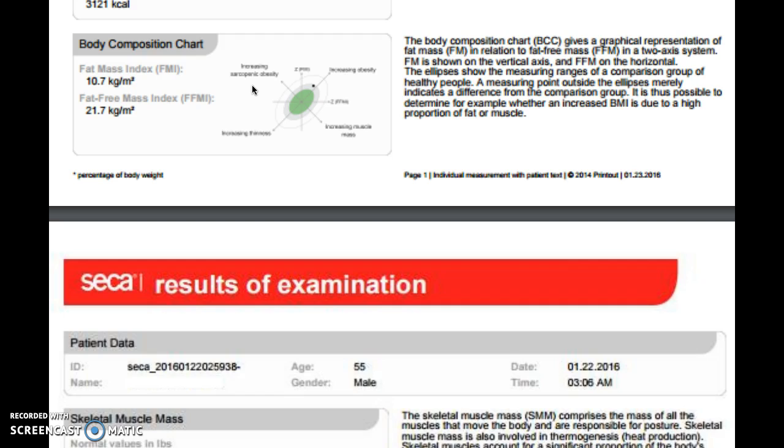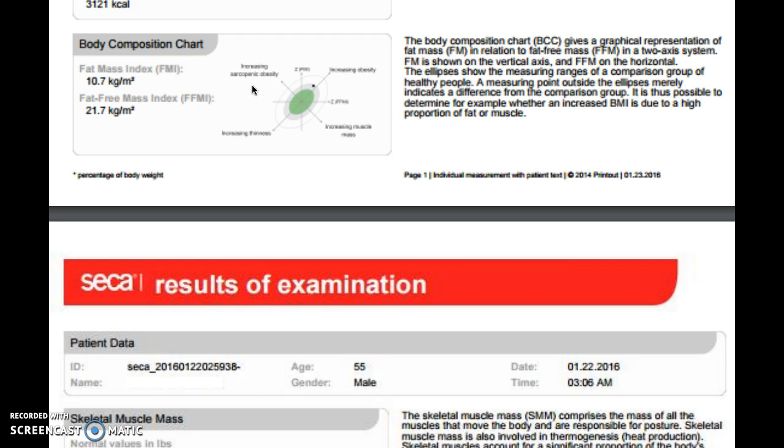The bottom left quadrant is increasing thinness. We see people fall into that quadrant if they do a lot of chronic cardio, or people who are long distance runners like marathon runners. Increasing thinness means they are naturally lean, or they may appear lean, but they have very little skeletal muscle mass.